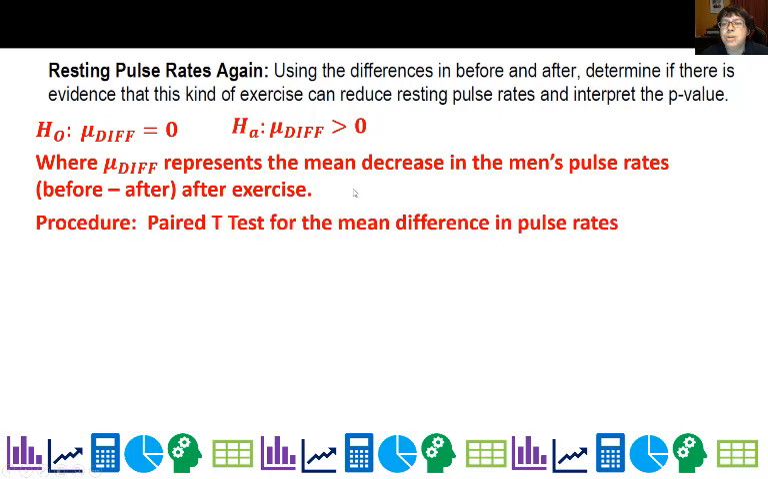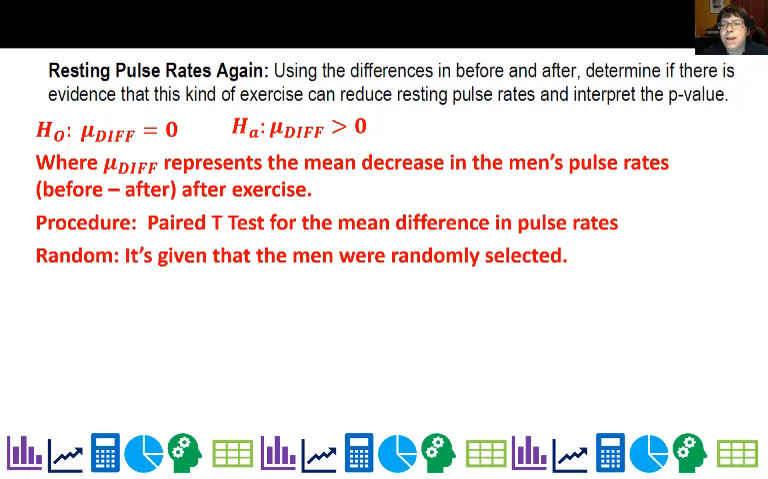All right, our procedure is a paired t-test for the mean differences in pulse rates. Random: it's given that the men were randomly selected. The paired data, it's helpful. Whenever you do a paired t-test, go ahead and say the data are paired, especially if they're before and after. So there's a good reason to pair them.